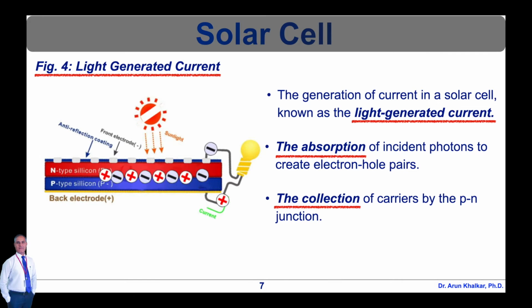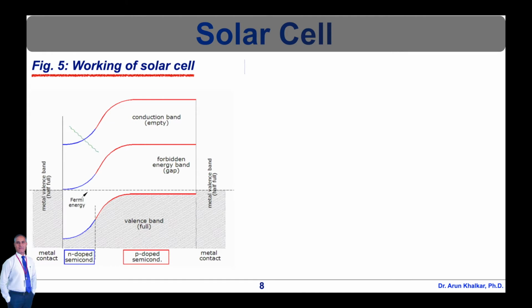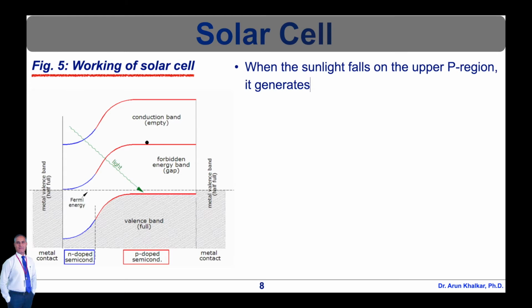If the emitter and the base of the solar cell are connected together, that is, if the solar cell is short-circuited, the light generated carriers flow through the external circuit. The ideal flow at short circuit is shown in this animated figure. In the working of solar cell, when the sunlight falls on the upper p region, it generates the electron-hole pairs in both p and n regions. Thickness of p layer is very small. Hence, the probability of recombination of electrons and holes is less and they immediately reach the p-n junction.